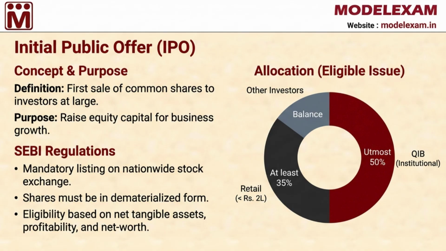SEBI regulations also specify who gets these shares. In a standard eligible issue, at least 35% of the shares must be allocated to retail investors, which are people investing less than 2 lakh rupees. On the other hand, at most 50% can go to qualified institutional buyers, while the balance goes to other investors.